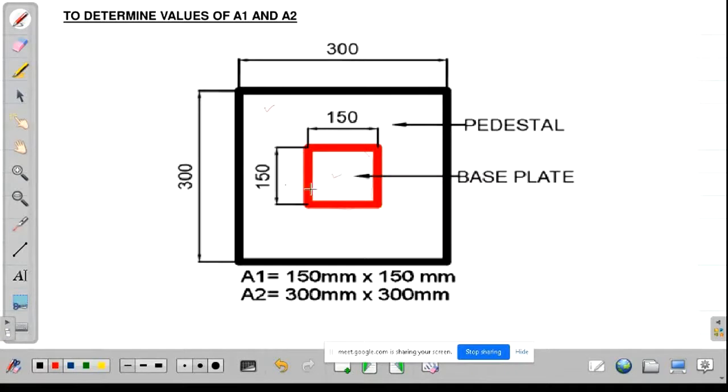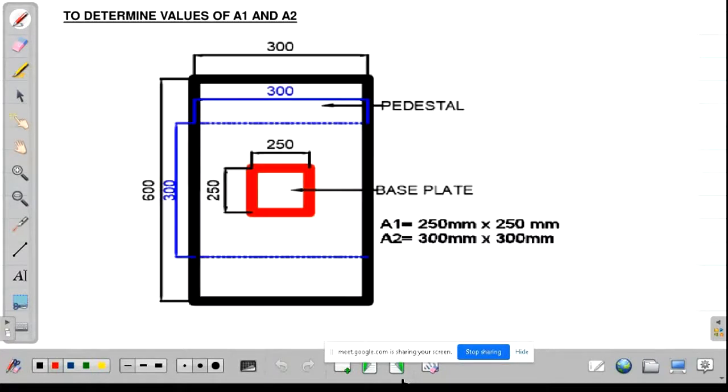And then, yung area 2 naman natin, that is the maximum area of the portion of the supporting surface that is geometrically similar. Okay. Since this is square, yung area 2 natin is 300 by 300. Parehas yung centroid of area ng dalawa, yung base plate tsaka yung pedestal. So, pag square, ang ating both yung pedestal natin tsaka yung base plate natin, yung area 1 natin is yung area ng base plate, kasi yan yung in contact with the pedestal. And then yung area 2 natin is the maximum, yung area ng pedestal. Okay?